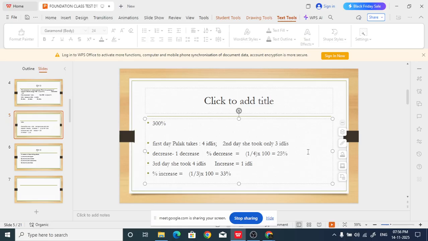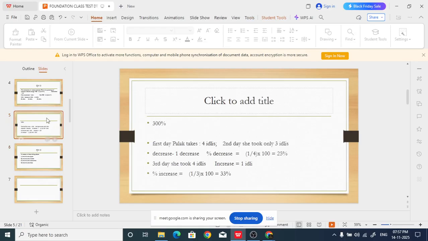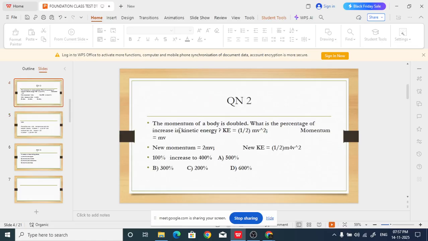The increase will always be compared to the immediate past, and the percentage increase is always the increase divided by the original value into 100. That is how you can look at it. Okay, so this is the question we said. Here the momentum is doubled. The original momentum was mv, double means new momentum is 2 mv. So here v has increased from v to 2v.